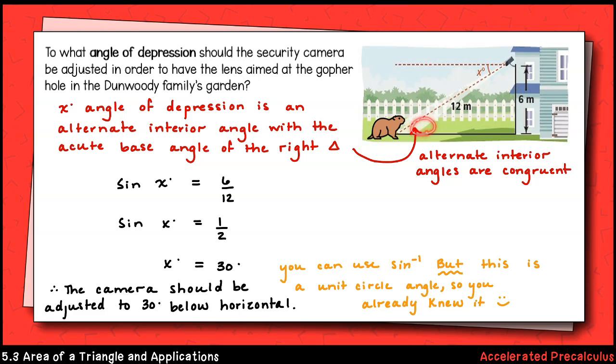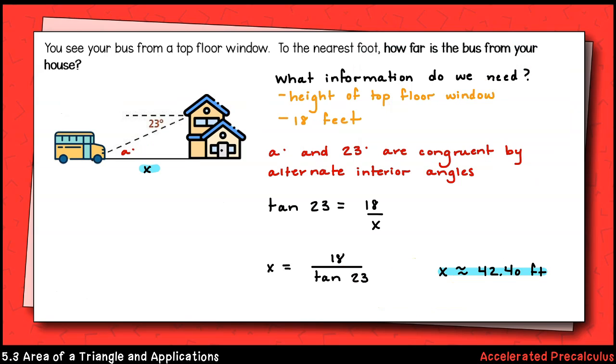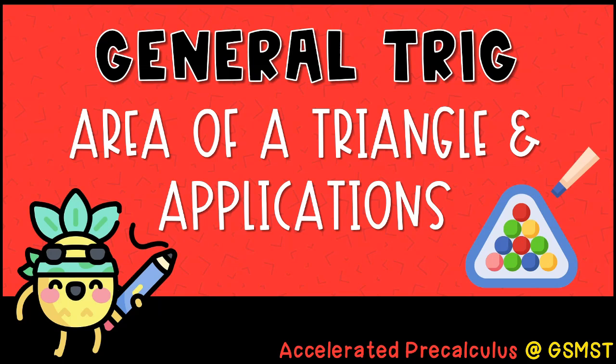Inside the right triangle, we have yet another example of this where we show that the 23-degree angle is congruent to this angle marked A degrees inside the right triangle. So that's a brief look at an alternate way of finding the area of a triangle using trigonometry, as well as a quick recap from our Accelerated Algebra 1 course on angles of depression and angles of elevation.